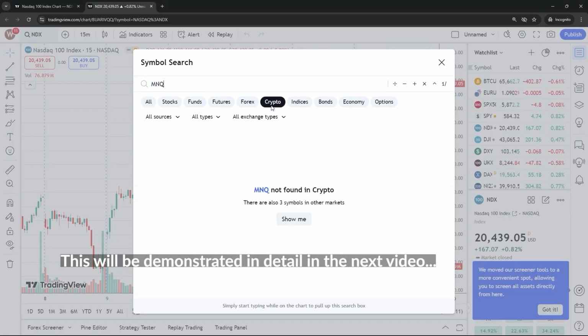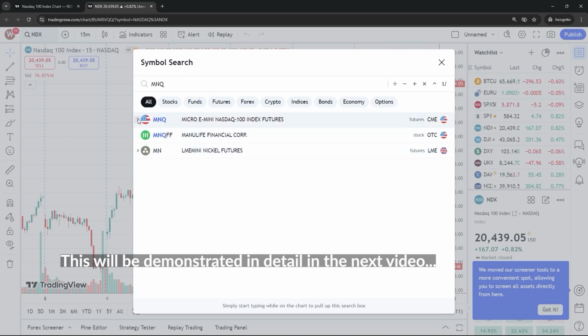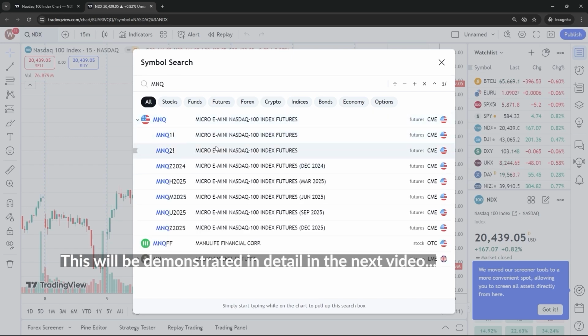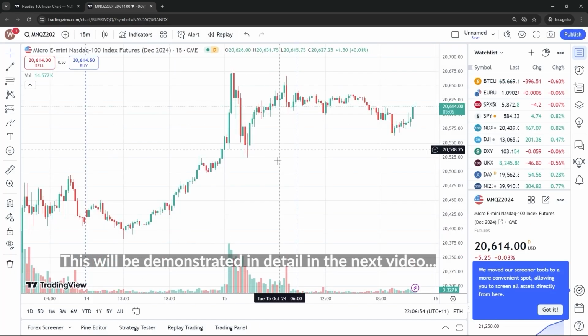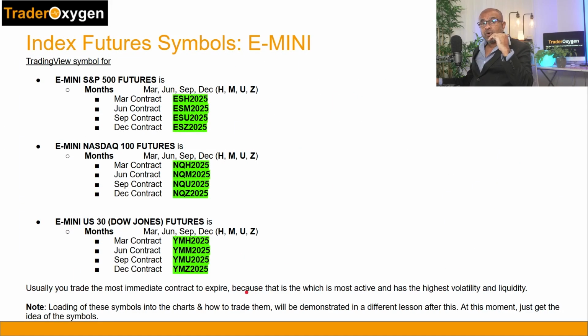So you have to select the all category. If you type MNQ and expand this, you can see the next available contracts. So you just select this and it loads that chart. Loading these symbols into charts and how to trade them will be demonstrated in a different lesson after this. At this moment, just get the idea of these symbols.